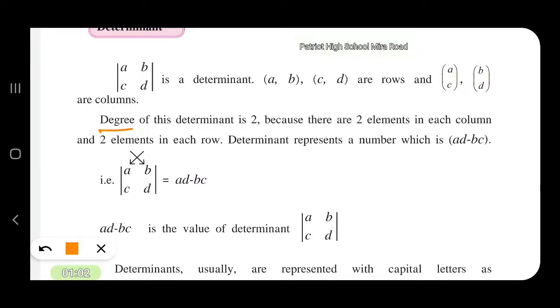The degree of this determinant is 2. Why? Because there are 2 elements in each row, and in each column there are 2 elements. 1, 2; 1, 2. 2 elements in each row, 2 elements in each column.